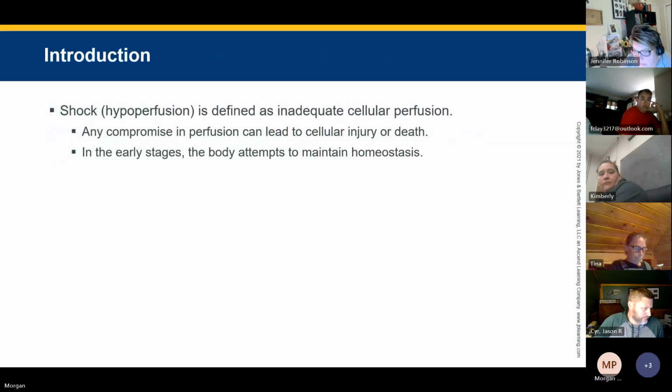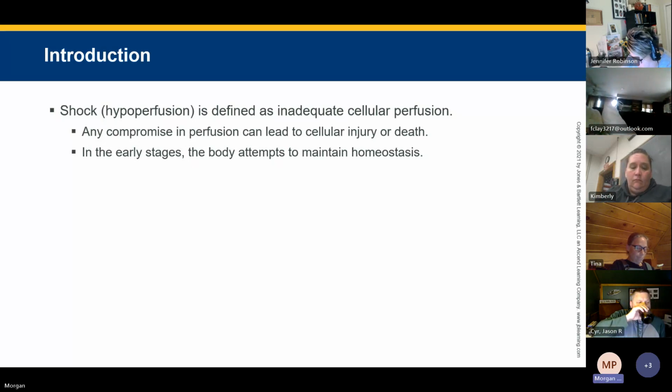death. In the early stages, the body attempts to maintain homeostasis. Does everybody know what homeostasis is? Complete balance. Yes, balance. It's kind of like yin and yang. Our body wants to stay level, and any disruption of that, the body attempts to correct.